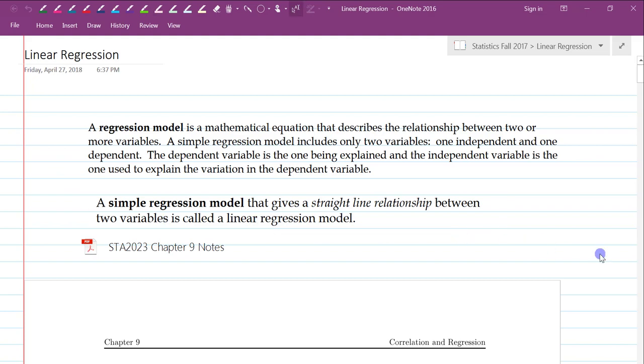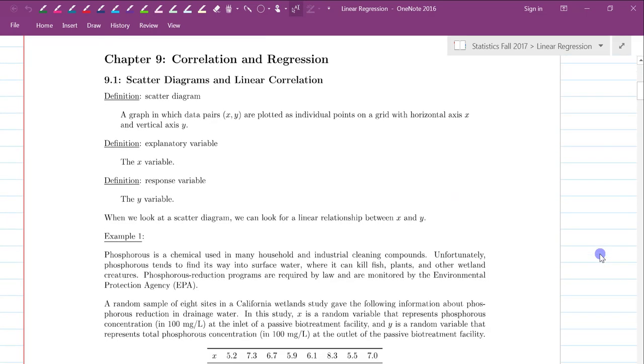So let's scroll up a little bit here and let's go over some definitions. We have a definition here of what's called a scatter diagram. A scatter diagram is simply a graph in which data pairs, which we would mark as coordinates (x, y), are plotted as individual points on a grid with a horizontal x-axis and a vertical y-axis. Okay, we're going to be doing that in just a minute, so you'll understand a little bit better what that is.